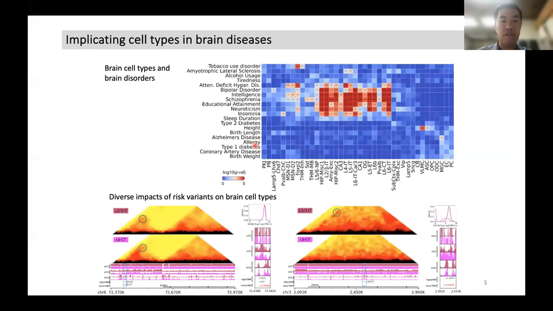And if we dive into the detail, we can find more diverse impact of the disease risk variants on the brain cell types. For example, both the layer 2 striatal cells and the layer 6 CT cells are implicated in schizophrenia. But you can see for this variant on the left side, it has a similar impact for both cell types. But the other risk variant on the right side only affects the layer 2, 3 IT cells.